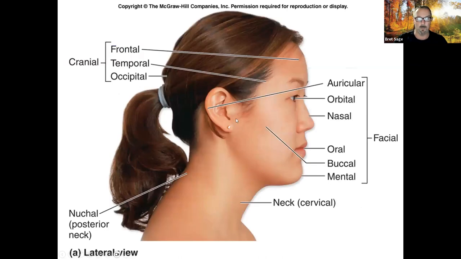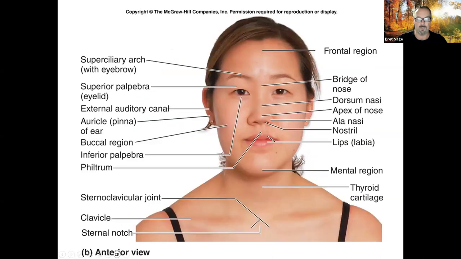Okay, so here are some superficial structures that you should know. Auricular having to do with ear, orbital meaning around the eye, nasal. You guys get the idea. You should know these surface features. This is an anterior view of some of the same structures. Buccal meaning mouth. Philtrum is this little groove on your nose. You guys can take a look.